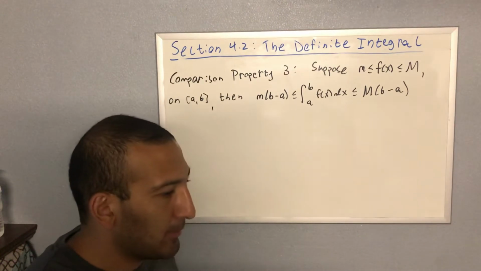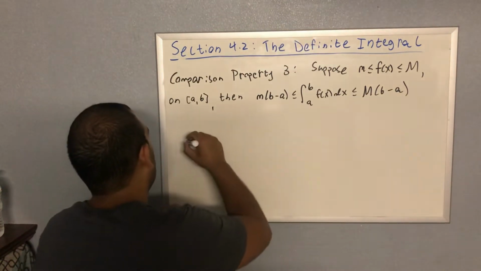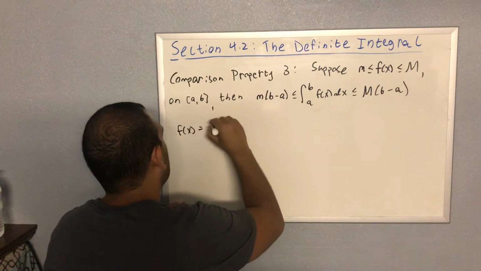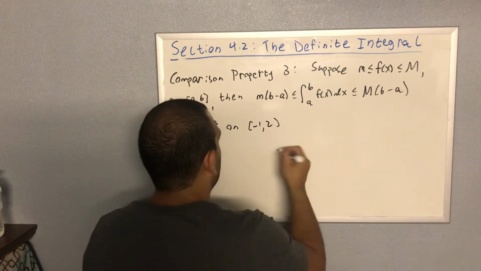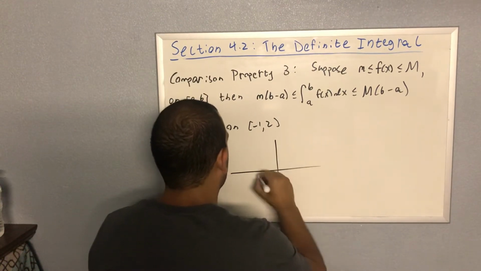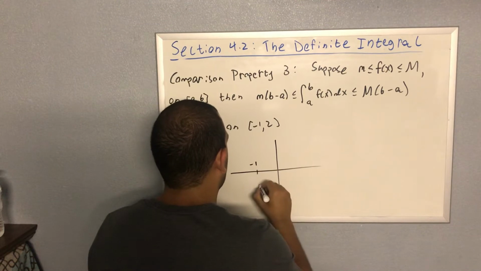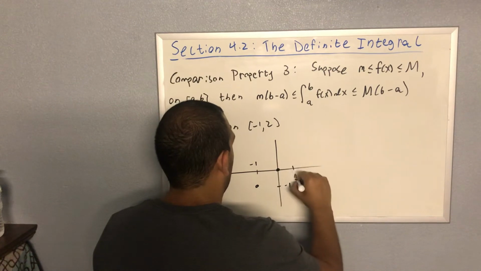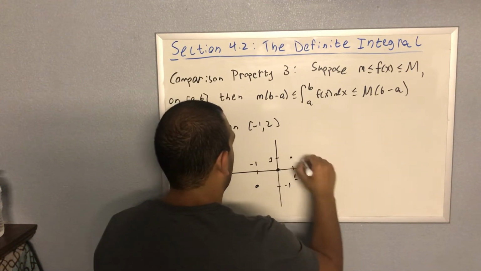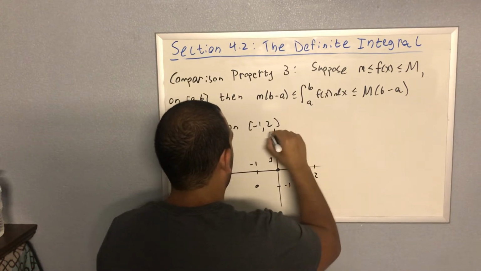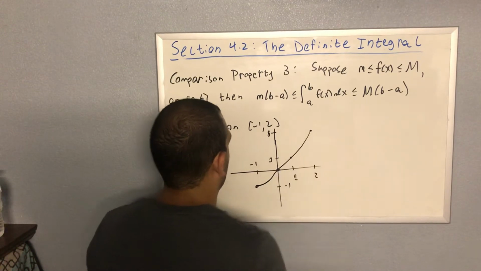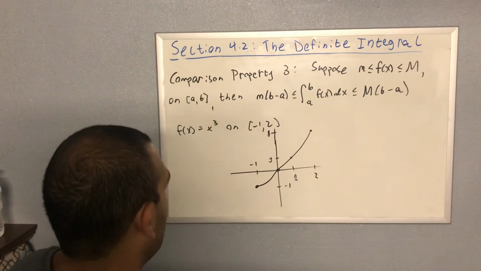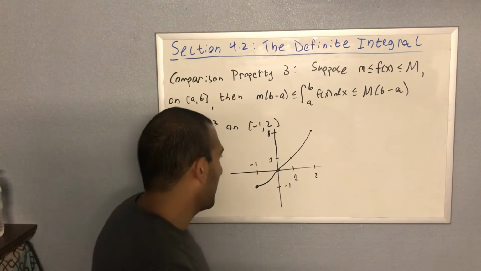So for example, let's say f of x is x cubed on negative 1 to 2. Well, this function here, at negative 1, it's negative 1 down. At 0, it's 0. At 1, it's at 1. And then at 2, it jumps up all the way to 8. So it looks like this. Roughly, not the best, but roughly it looks like that.